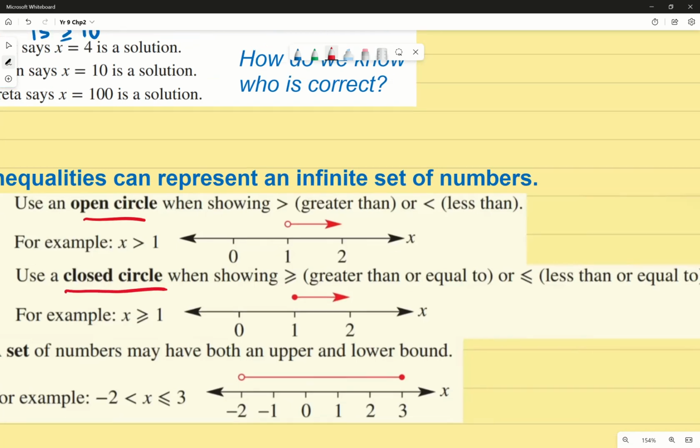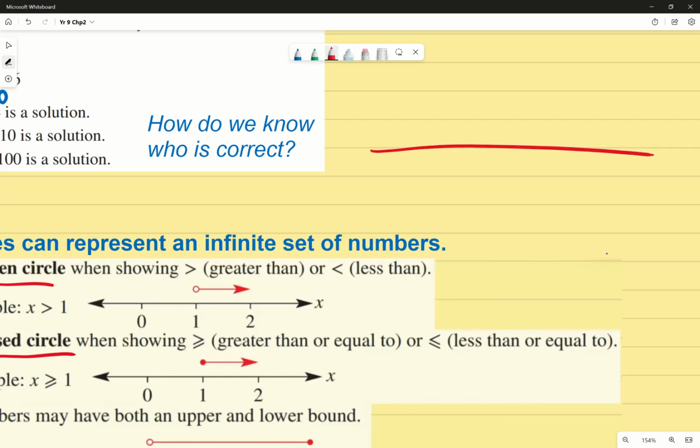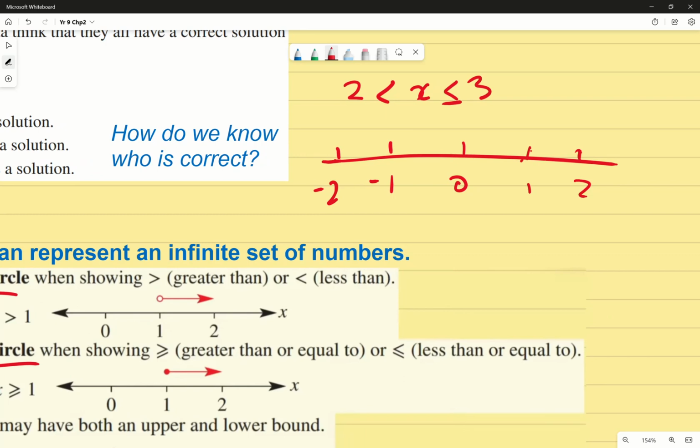Let's say I wanted to show on a number line which goes from, let's say, 0, 1, 2, and -1, -2. Let's say I was trying to sketch where x is greater than 2 but less than or equal to 3. Of course, there's a difference there, isn't it? This one right here means it's not including. The one on the right-hand side means it is including.